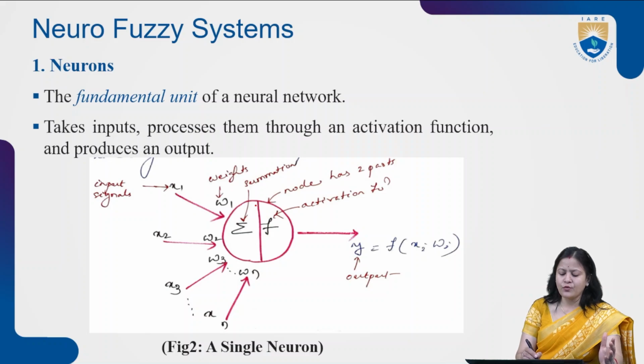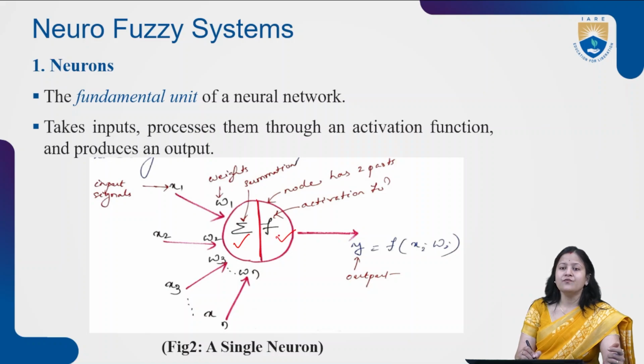Each neuron is divided into two parts: one is the summation function, and the other is the activation function. The summation function takes all the inputs x1, x2, x3 up to xn along with their weights w1, w2, w3 up to wn. The weights define the strength of interconnection between two neurons. The summation function finds the sum of all the inputs with their weights. First it multiplies each input by its weight, then sums them: x1w1 plus x2w2 plus x3w3 up to xnwn. That output is then provided to the activation function f.